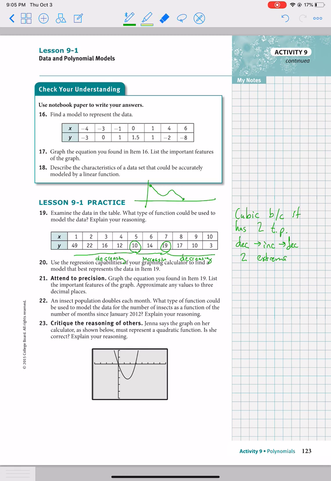So for number 20, we get y equals, and that a value that we got from our regression was negative 0.4, and if we round to 2 decimal places, only 0, x cubed, and then we have plus 7.199, etc.